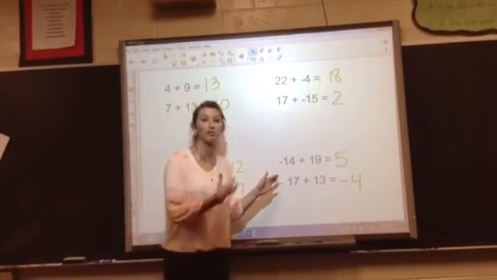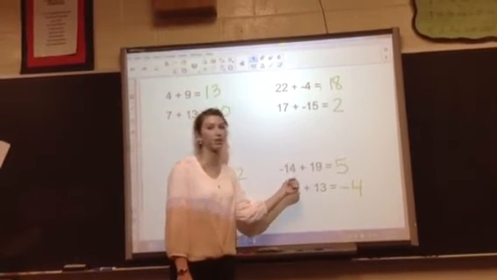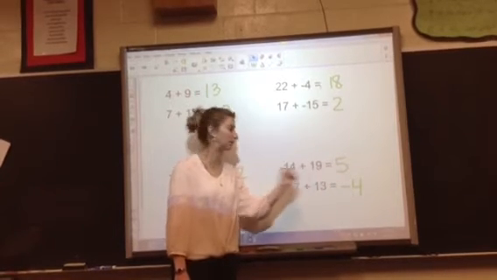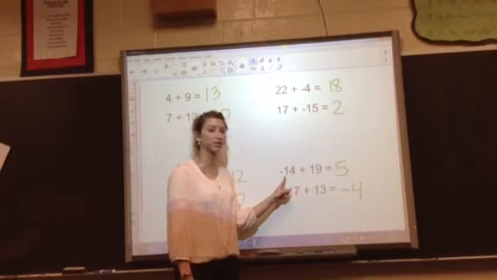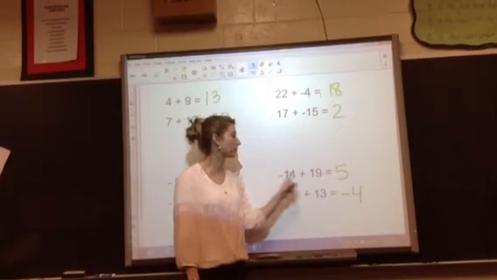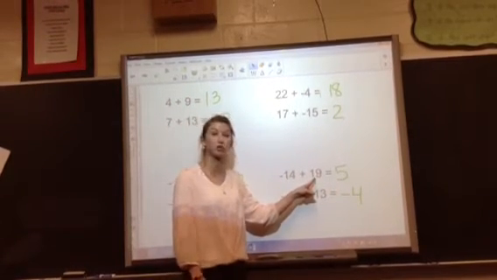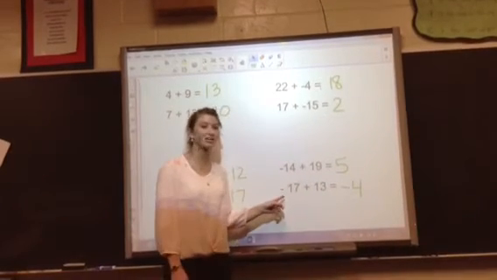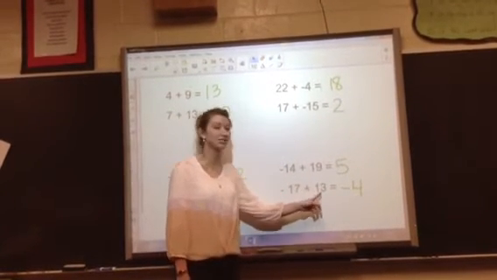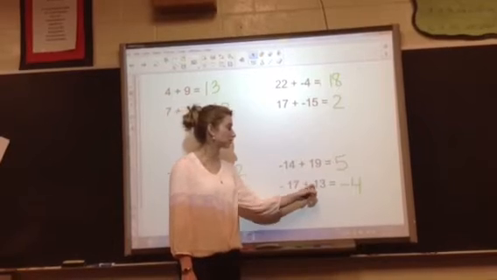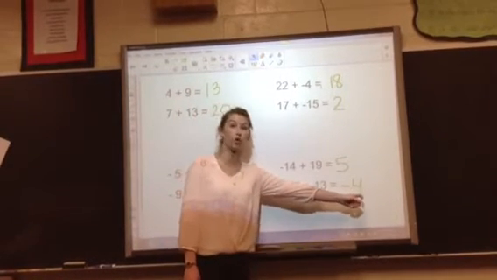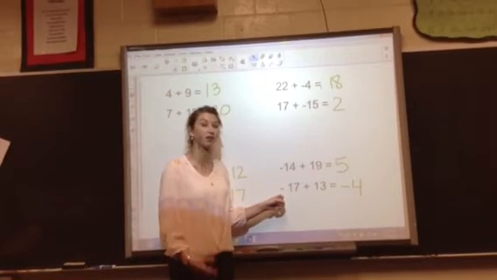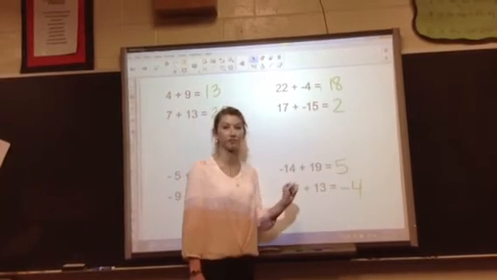Lastly, we have a little bit of a switch. Negative 14 plus 19, a negative plus a positive. Here, we subtract. So it's kind of like saying 19 minus 14, which is 5, but we keep the sign of the larger number, so it's positive. In this last one, we have a negative plus a positive. Negative 17 plus 13, which is like saying 17 minus 13, which is 4, but we keep the sign of the larger number, making it negative.